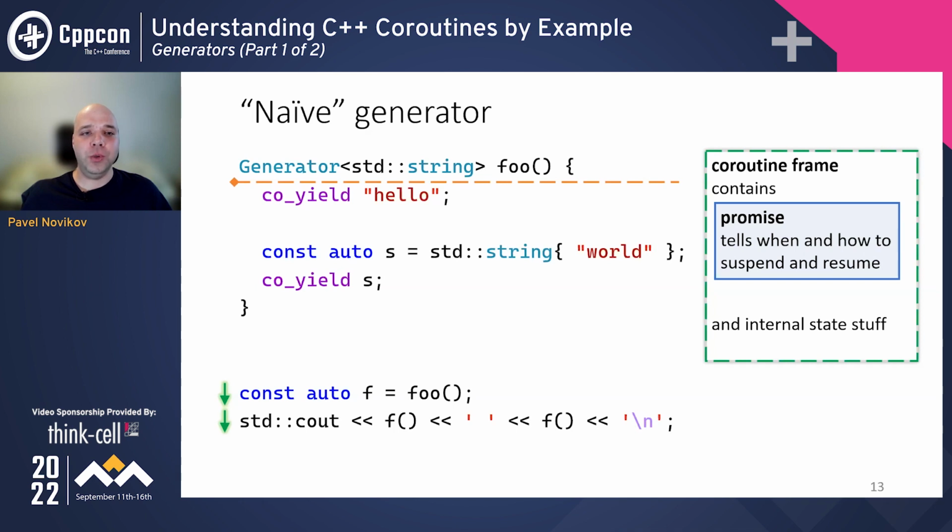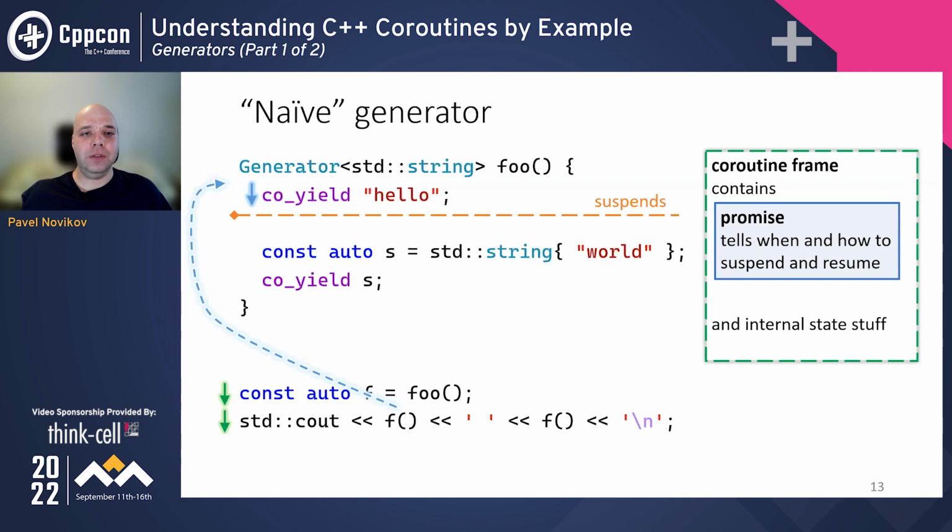So next, we want to extract values from the generator. We use a function call operator for that. We call this function to get the next yielded value. At this point, the coroutine resumes. After resumption, we co_yield the next value, in this case, just hello. After that, the promise type tells us that the coroutine must be suspended, and it is suspended. The control returns back to the outside code, and we get the yielded value.